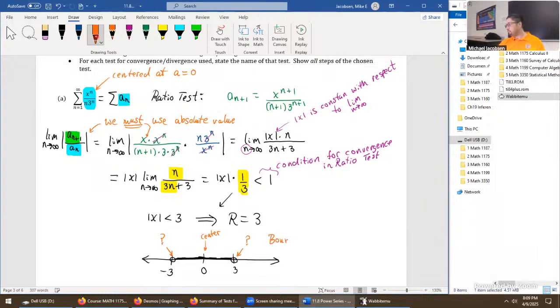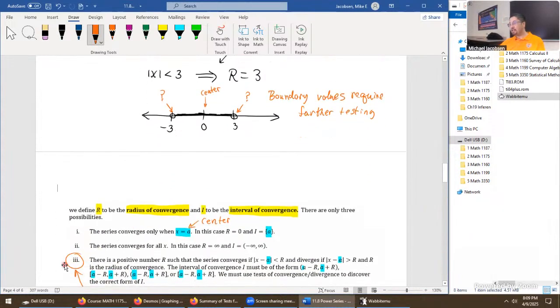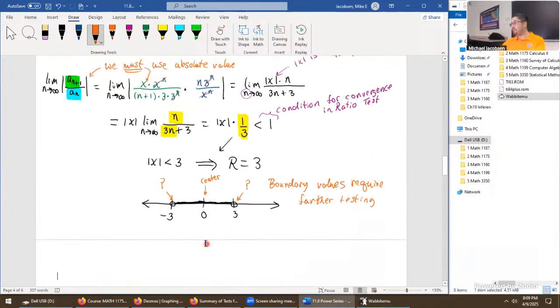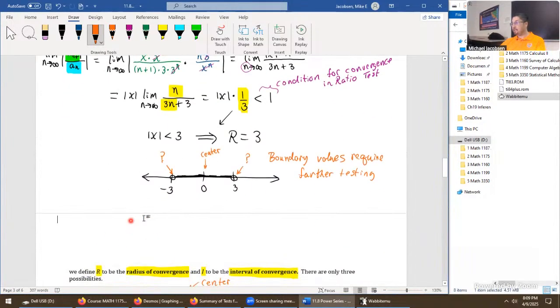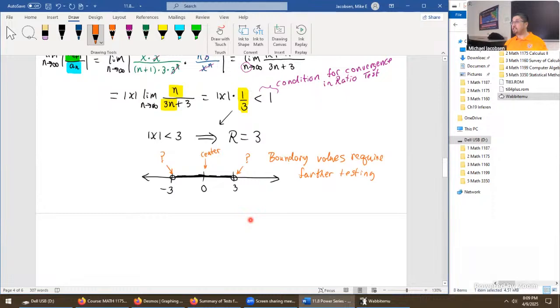Boundary values require further testing. So that means for this particular problem, it really is a case 3 problem. The radius is finite. It's 3. Whenever that happens, we are losing a lot of information on the boundary values. So we're about to start that further testing on this one. Any questions so far before we go to that next step?